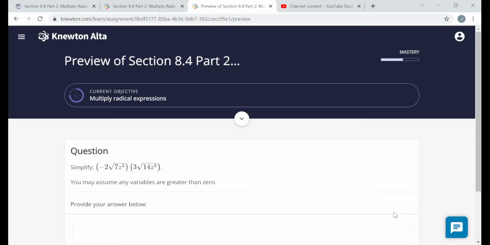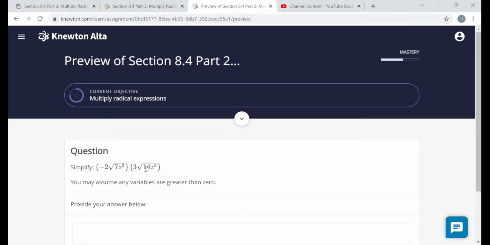Same objective again, right? Multiply radical expressions. So another single term radical times another single term radical. So no need for distributing. Just multiply the non-radical factors, and then the radical factors, and simplify. And also notice that they said assume any variables are greater than 0.